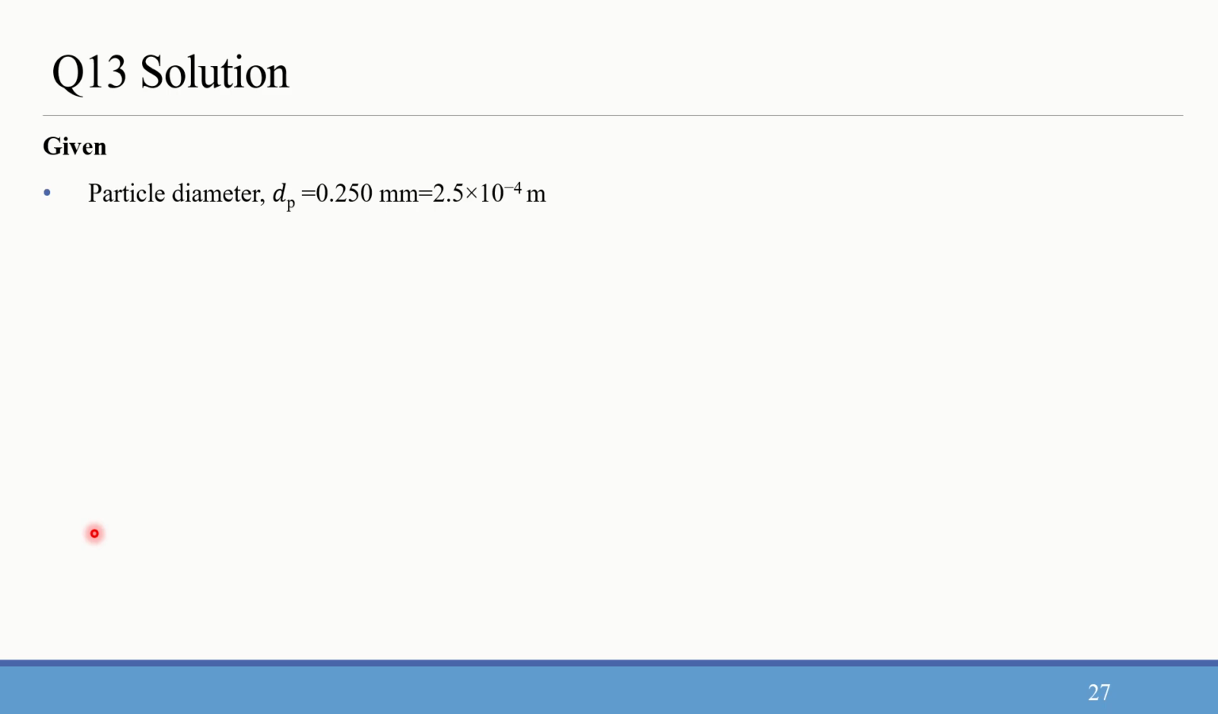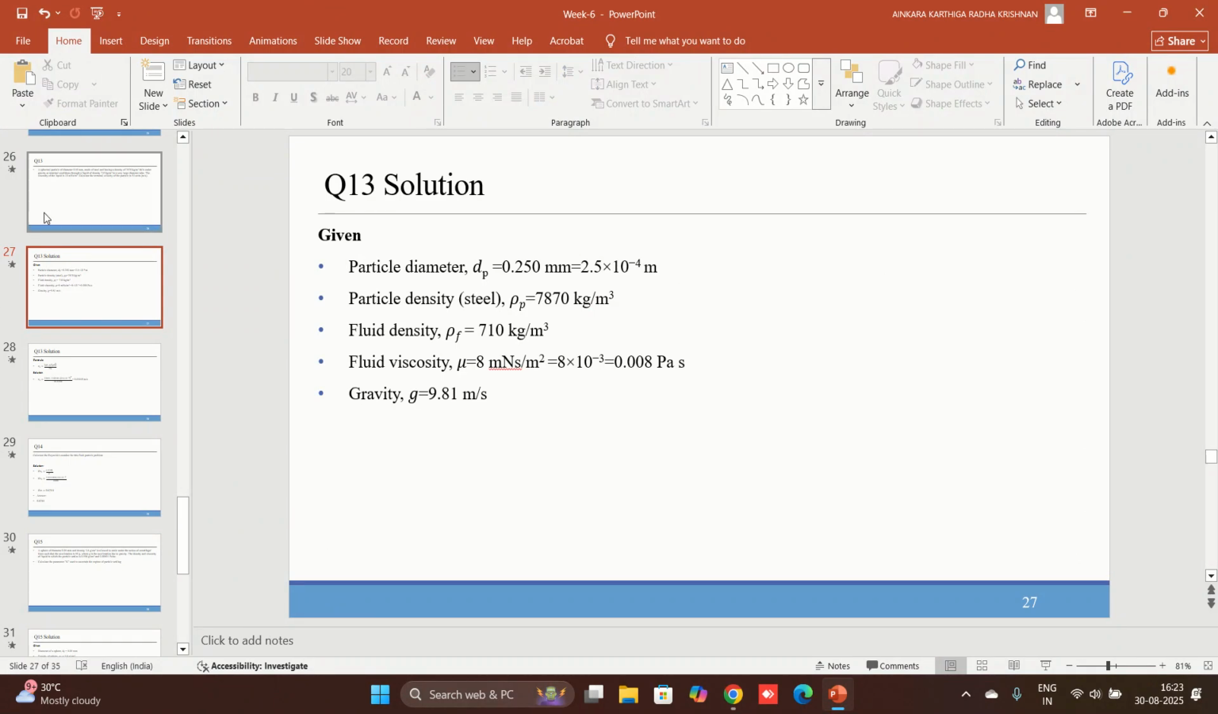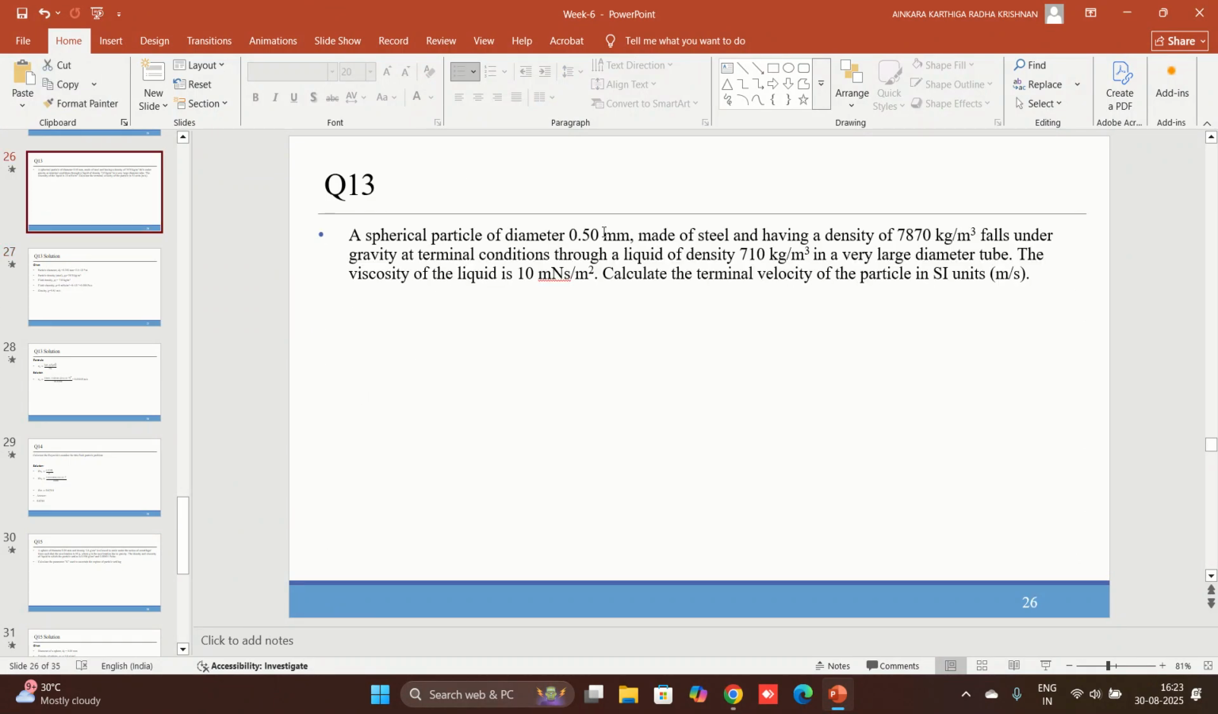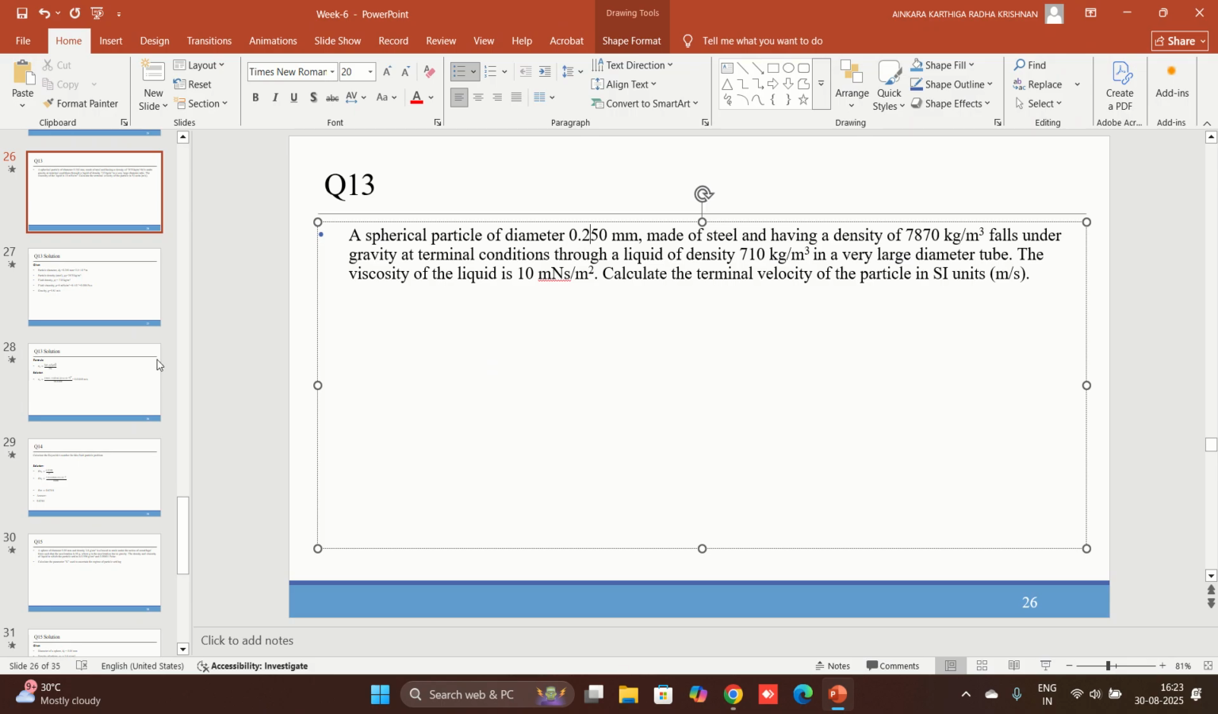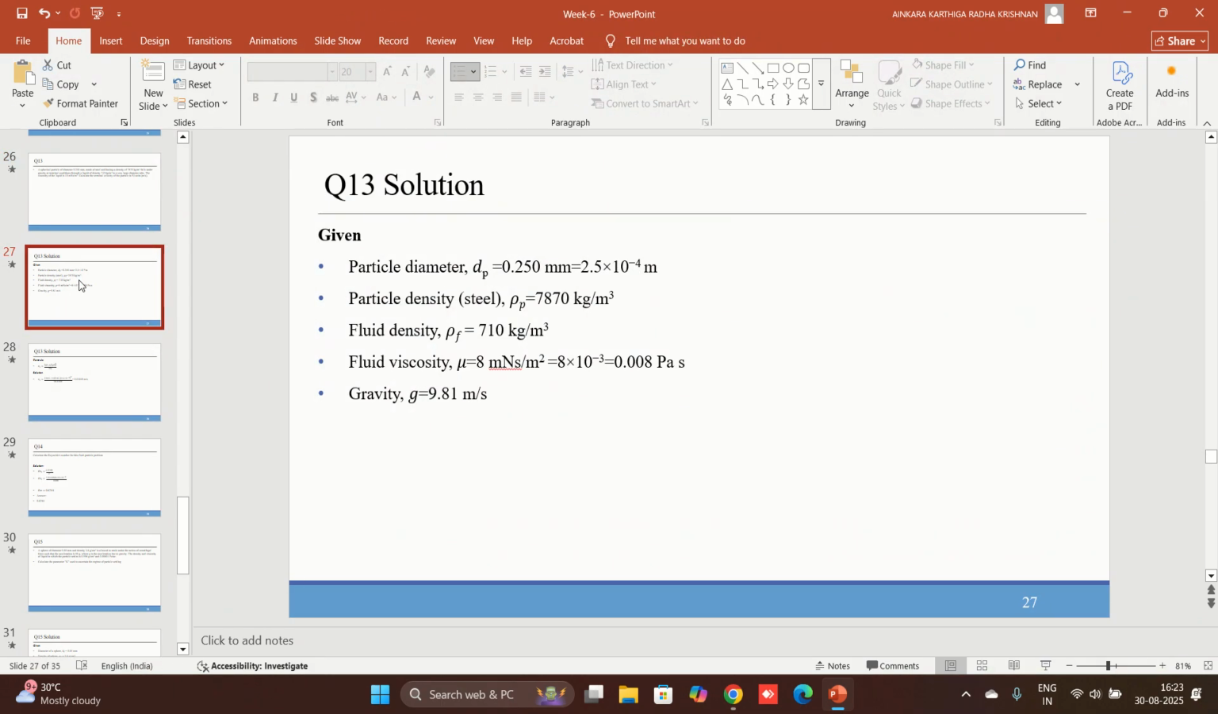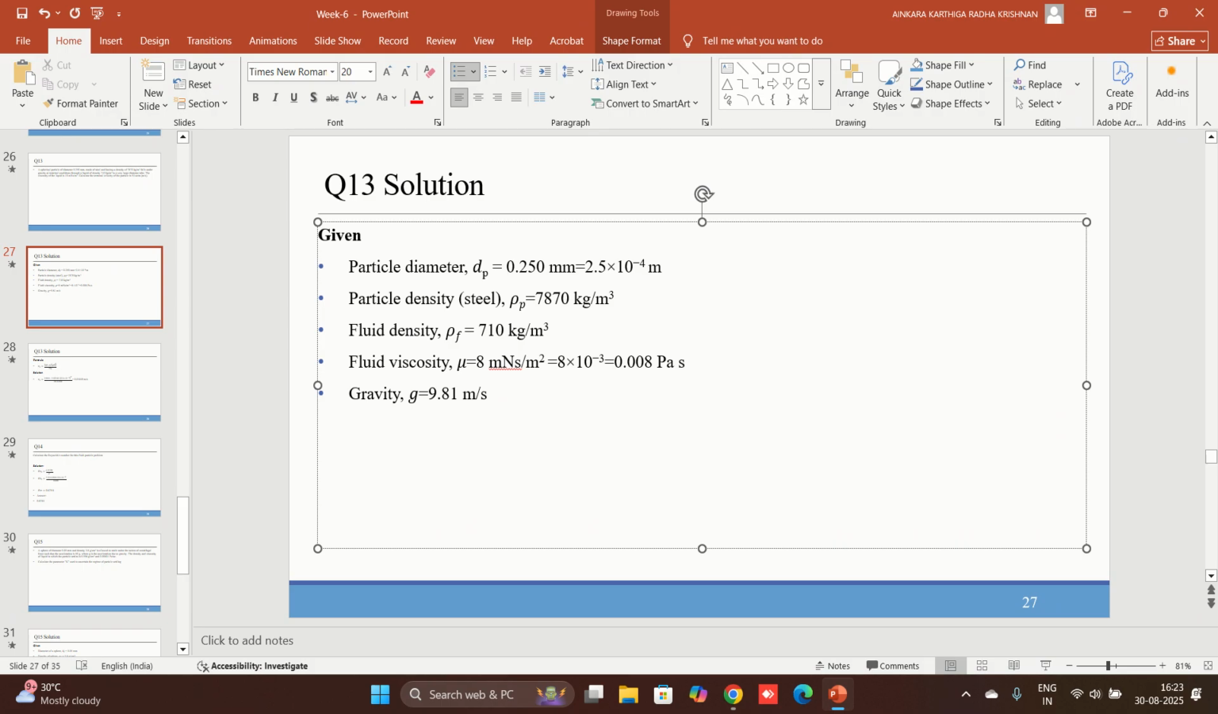Given particle diameter is, okay, I changed the numbers, that is the issue here. It is 0.25 mm, and so therefore I'll keep it like this: 0.25 mm or 2.5 into 10 power minus 4 meter. Particle density is steel and it is having 7870 kg per meter cube, and fluid density rho f is given by 710 kg per meter cube. Fluid viscosity is 8 millinewton second by meter square.